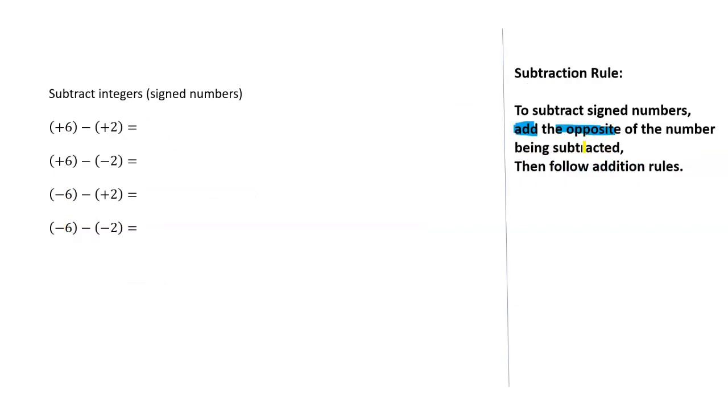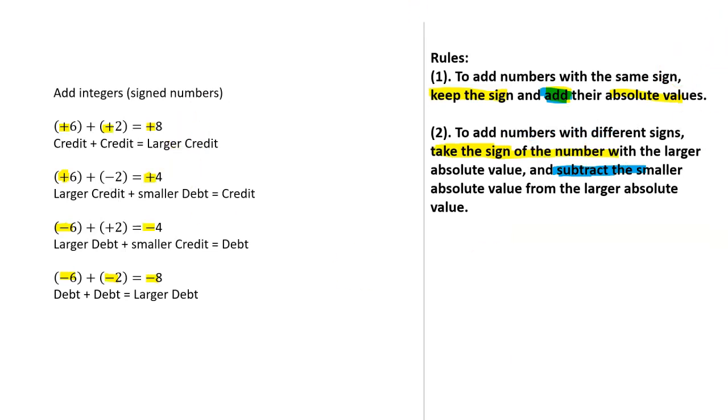Next, we're going to look at subtraction. For addition of signed numbers, we have two sets of rules. If you memorize these rules, you can do all the problems. But if you have trouble remembering the rules, always go back to the credit and debt example.